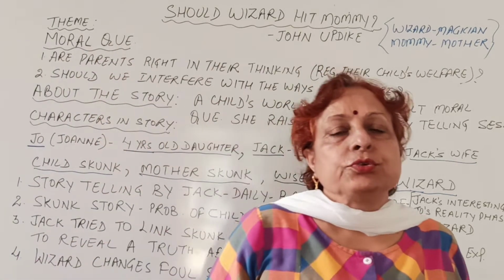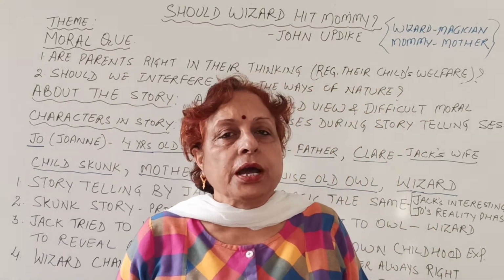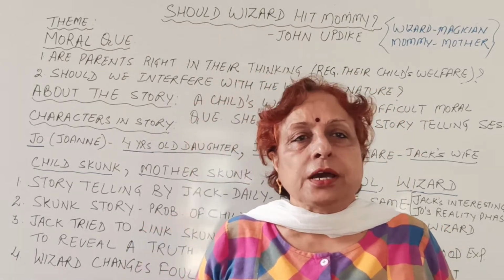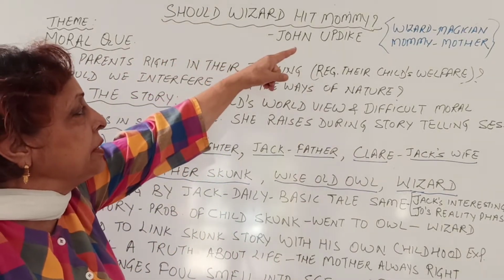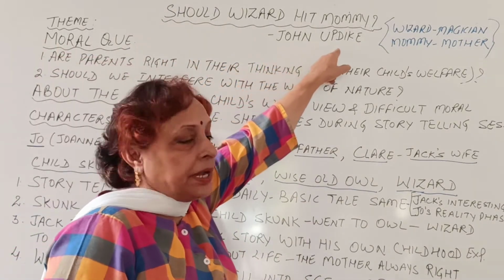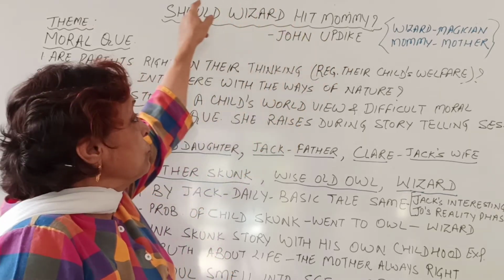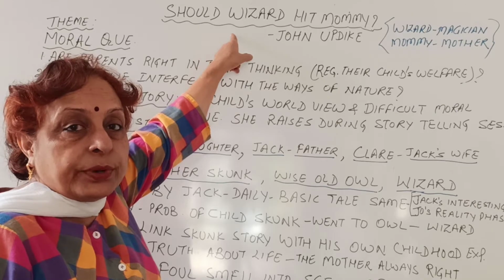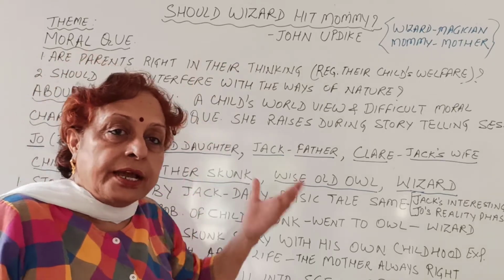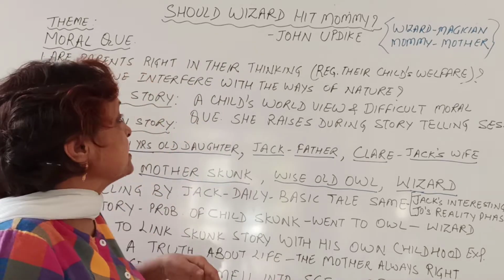Dear students, today we are going to do a lesson from class 12 English book Vistas, and the name of the lesson is Should Wizard Hit Mommy? Written by John Updike. Now the title of the story is in the form of a question, and we will get the answer to this question in the end of the lesson.